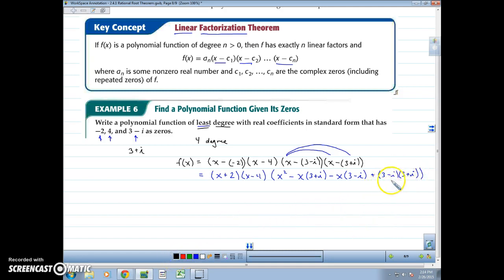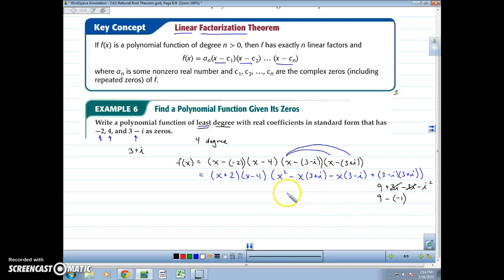Okay. Now we have a miniature FOIL in here. This one should work out pretty nicely because they're conjugates. So 3 times 3 is 9. 3 times i is 3i. Negative i times 3 is minus 3i. Those go away. And then negative i times i is negative i squared. That's going to work itself out to be a real number again. So the 3i's cancel, and then negative i squared, remember i squared is negative 1, so this becomes 9 minus negative 1.